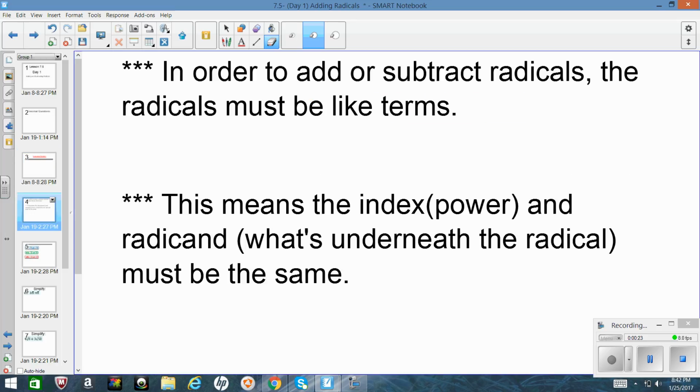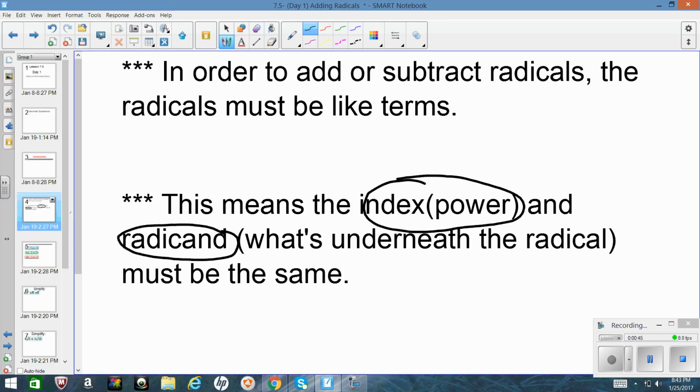Before we get started, there are two rules that we need to remember. In order to add and subtract radicals, the radicals must be like terms. What I mean by that is the index, or the power, and the radicand, what's underneath the radical, must be the same. We are going to see examples of this in the next slide.